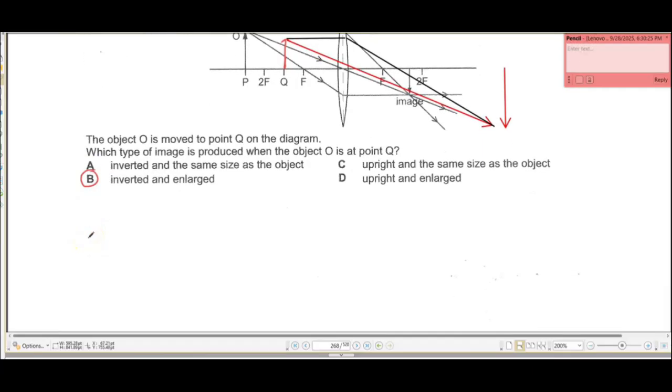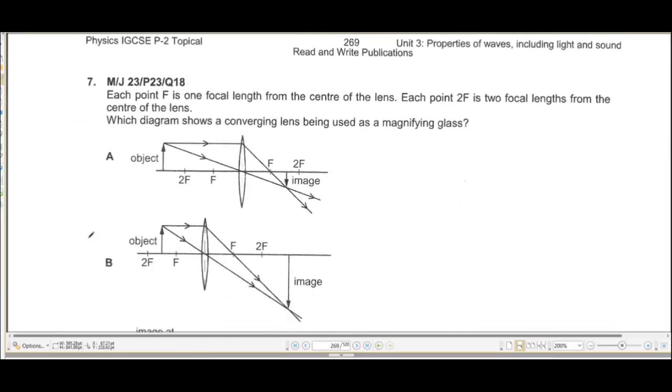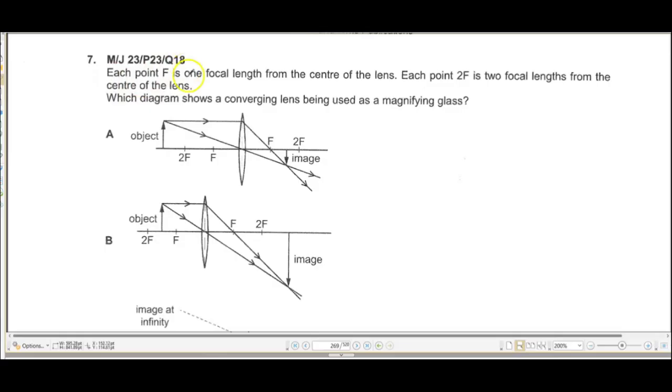Okay. Let's move on to question number 7. Each point F is 1 focal length from the center of the lens. Each point 2F is 2 focal lengths from the center of the lens. Which diagram shows a converging lens being used as a magnifying glass? So when a converging lens is used as a magnifying glass, the image is formed on the same side as that of the object, and it is enlarged and upright.